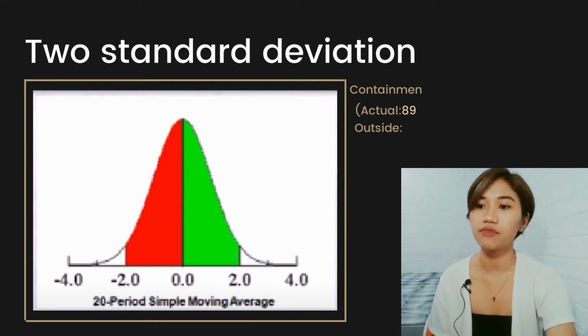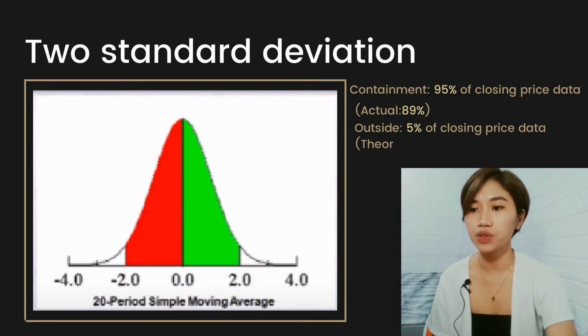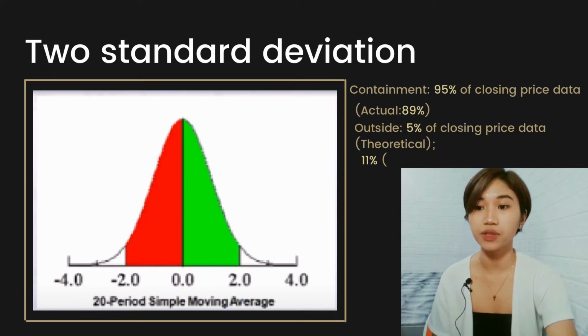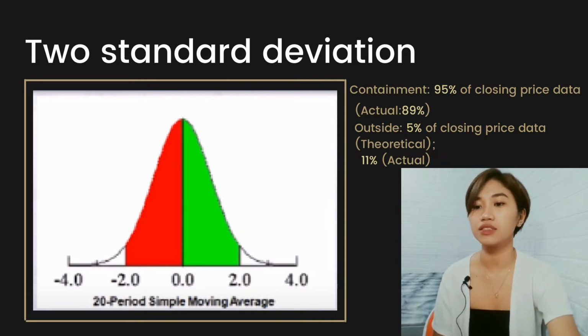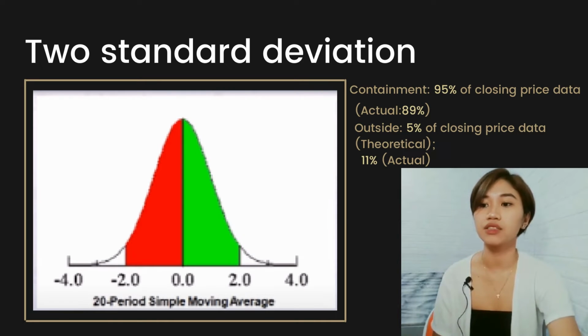Two standard deviations, that's the normal. Statistically, they are supposed to contain 95% of the closing data. Actually, this is a study done by John Bollinger. They contain about 90%. So, on a two standard deviation setting for Bollinger Bands, about 90% of all the closes are going to be inside the bands.